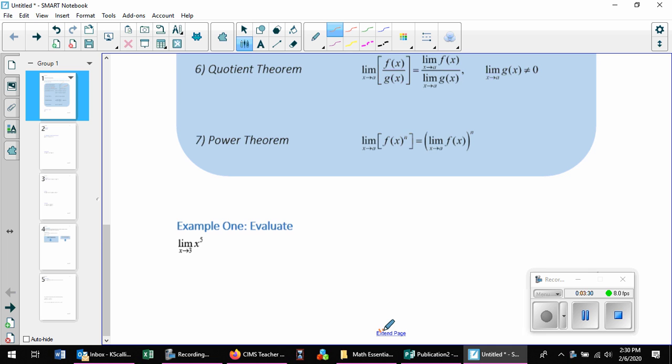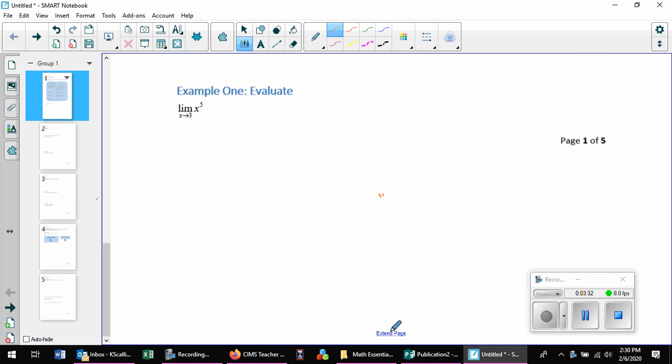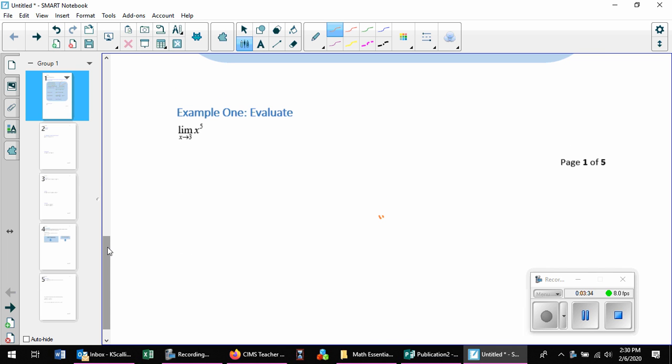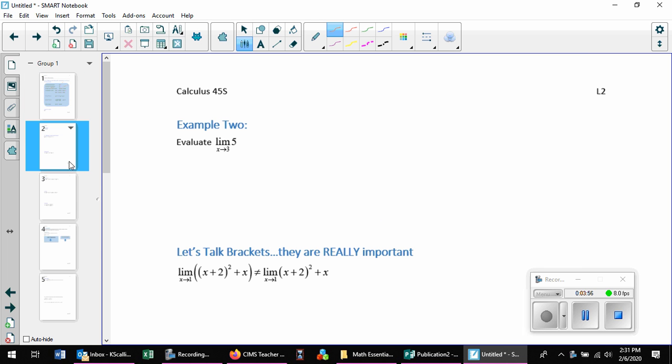Example 1. We're asked to evaluate. My function has an exponent on it, so what theorem am I going to use? We can change it. No, it's okay. Which one is it? Okay, we'll hop back and forth. This one's nice and easy. Let's start with easy.